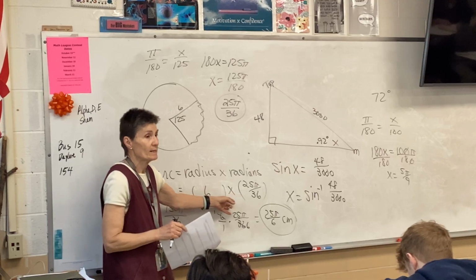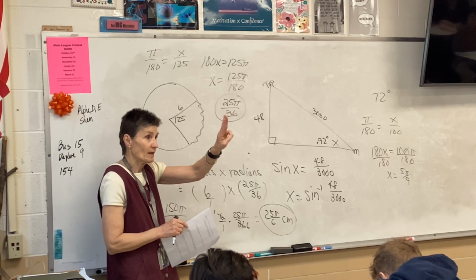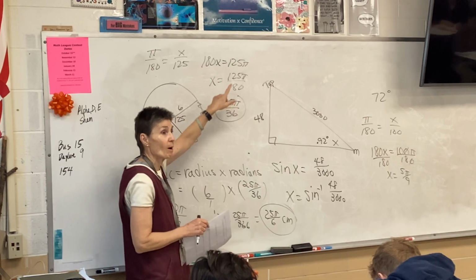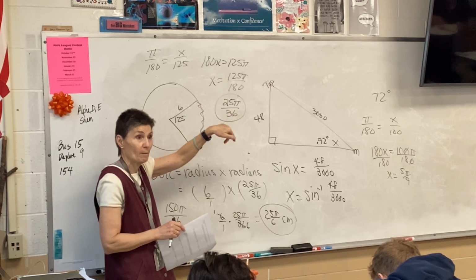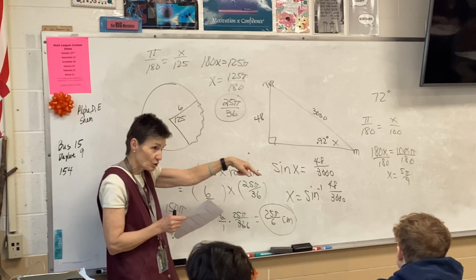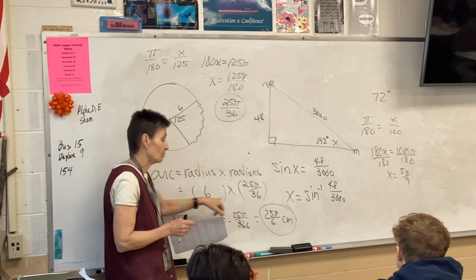Radius times radians. This is the third time we've done this. Have we had to do this every time we've done this problem? Yes, it's going to be a 2-part problem. Your angle is going to be given to you in degrees. You're going to have to change it into radians and then multiply.